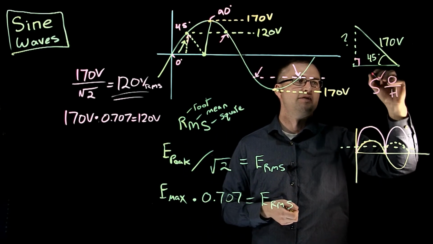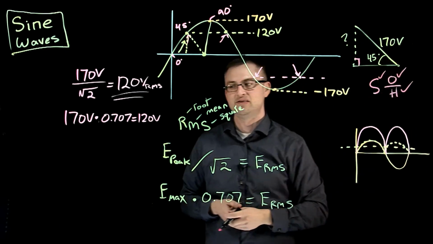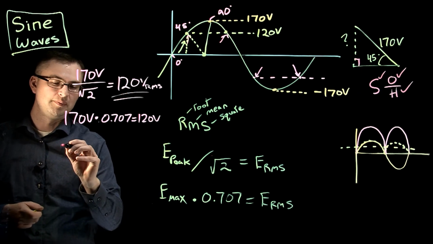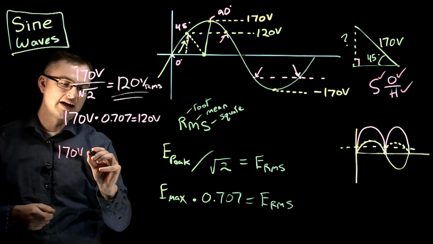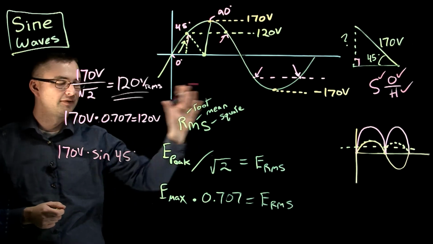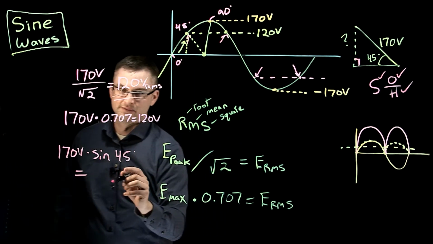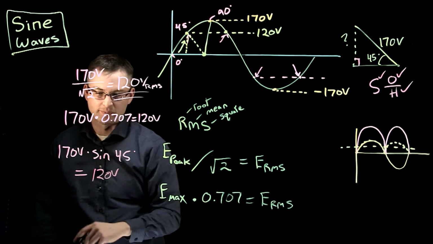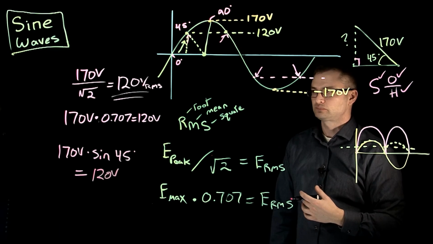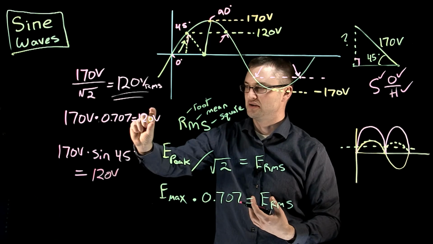I've got my sine of theta, 45 degrees. I've got my opposite value, the thing I'm looking for, and my hypotenuse. So let's go ahead and use the sine function. Okay, so I'm going to do my peak, which is 170 volts times the sine of 45 degrees. And that's the trig function that we're dealing with here. And when I punch that in, I get, surprise, surprise, pretty close to 120 volts. So that's exactly what we wanted it to be.